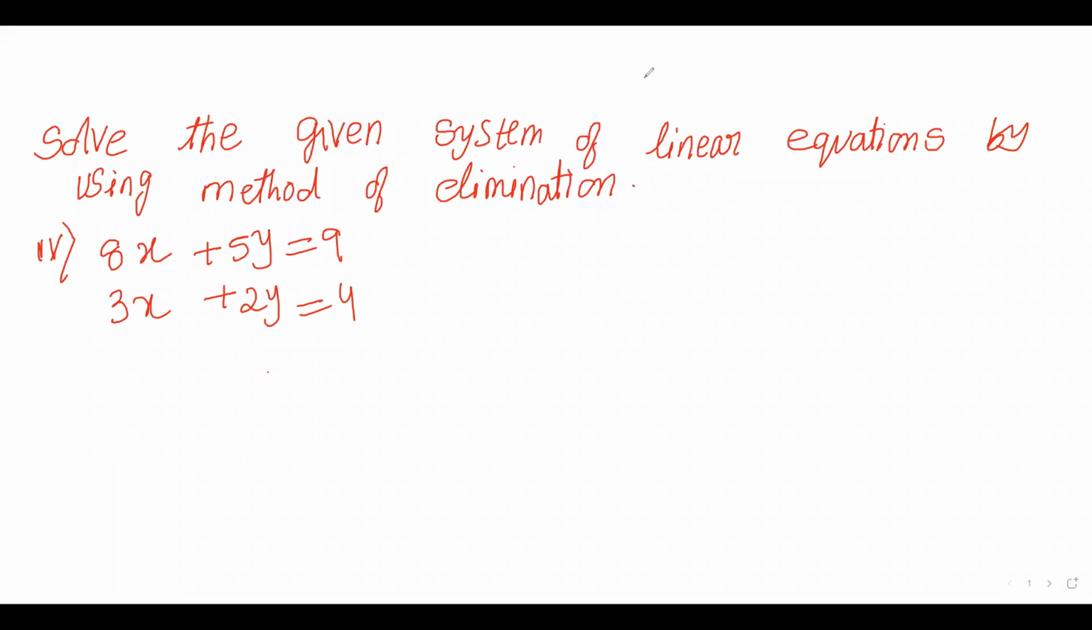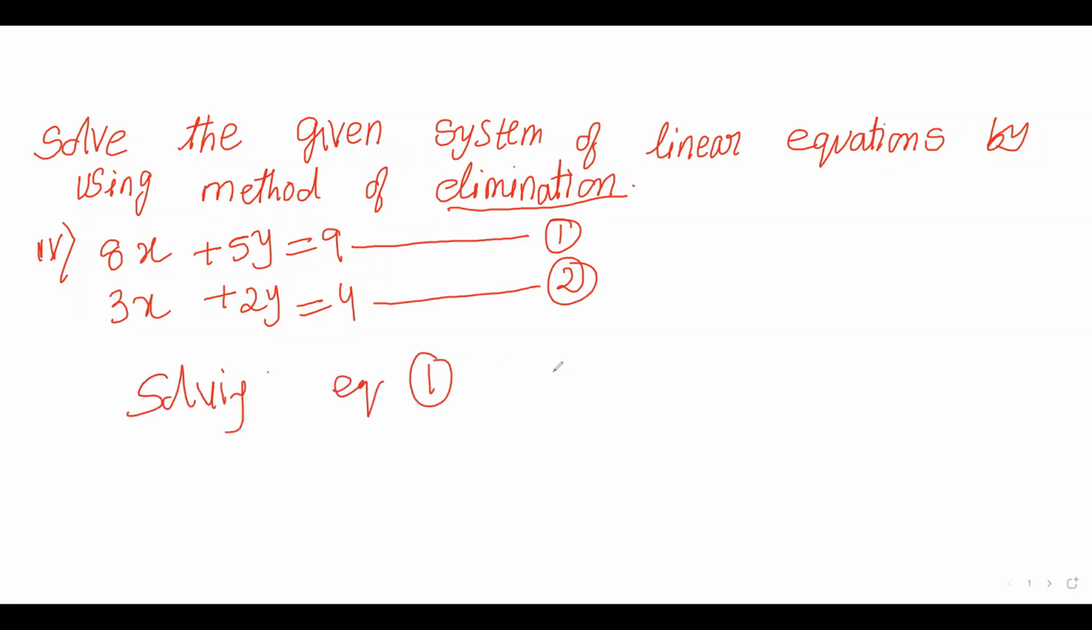In the next question, he has given us two linear equations. We have to solve these two linear equations using the elimination method. Name the first equation as 1, second is equation 2. So write down: solving equation 1 and equation 2. Let's write both the equations. 8x plus 5y is equal to 9. 3x plus 2y is equal to 4.